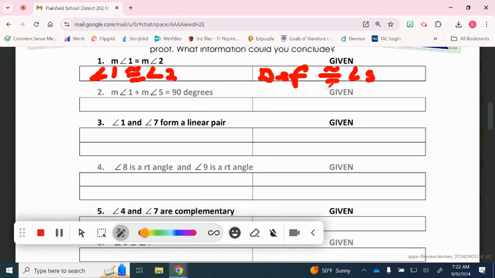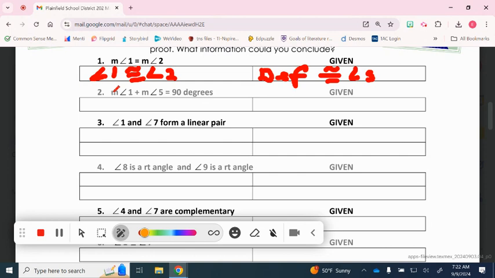Questions on this? All right, let's take a look at number 2. So the measure of angle 1 plus the measure of angle 5 equals 90 degrees. What is that telling us? Do you know? Go ahead. That the two angles are complementary. They're complementary, right? That's the definition of complementary.